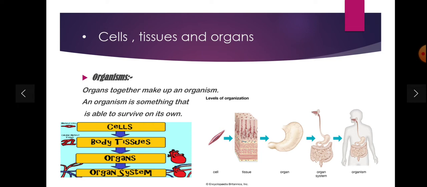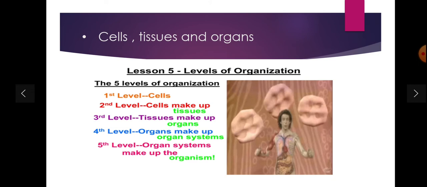And now, organisms. Organ systems work together to make up an organism. An organism is something that is able to survive on its own, and its level of organization, first of all, is a single cell, and cells combine to make up a tissue, and different tissues combine to make up an organ, and then organs combine to make up an organ system, and then organ systems together make up an organism. And same like here, cells, body tissues, then organ system, and then organisms. So here are the levels of organization.